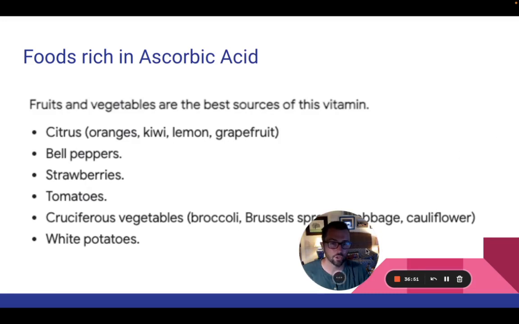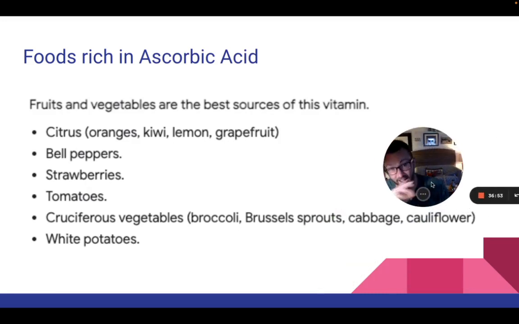Ascorbic acid, right? Everyone's so familiar with vitamin C. Again, food is the best source. I do not want everyone just going out and getting Emergen-C. Emergen-C is trash, right? You need to be aware of how your vitamin C is being sourced, what it is mixed with, and how that affects the effects of vitamin C. So obviously citruses, orange, kiwi, lemon, grapefruit, strawberries have even more vitamin C than an orange, bell peppers, tomatoes, your cruciferous vegetables, and white potatoes. Go figure.